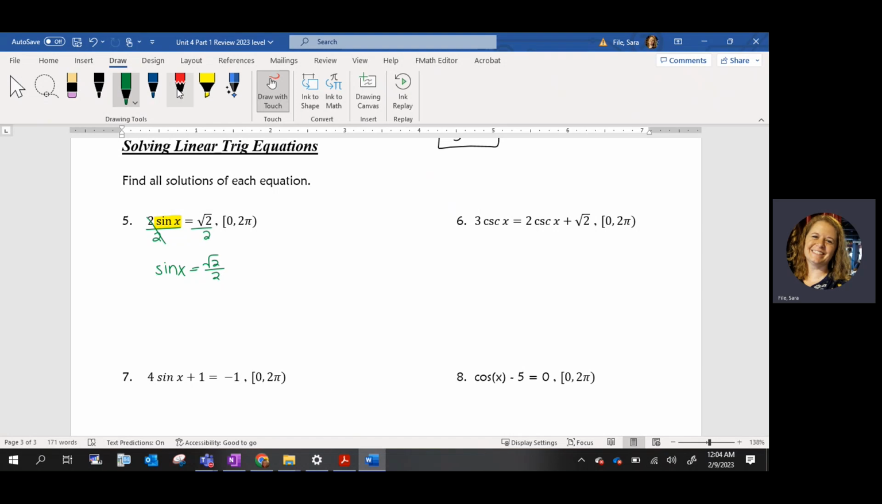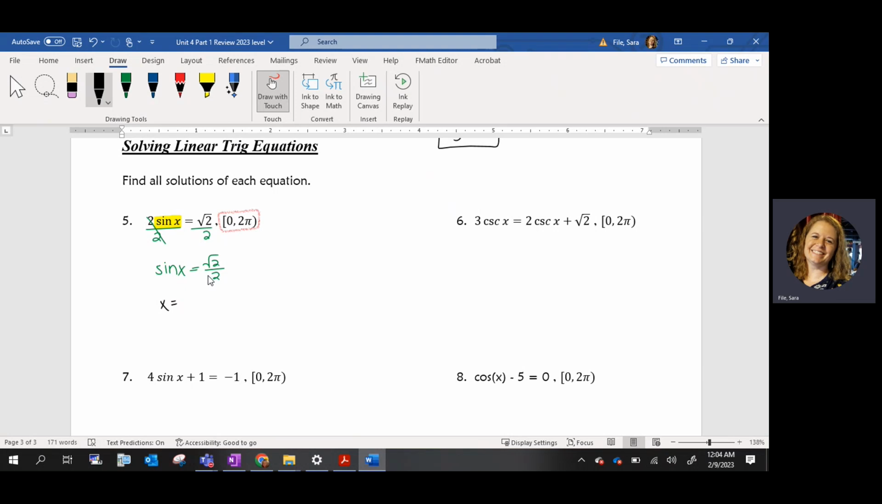And they tell you right here, they want it on the interval from 0 to 2 pi. So we're in radians. We're going to give radian answers. And it's 1 revolution, 1 trip around that unit circle. So you can look at your unit circle. Remember, sine corresponds to the y values of the ordered pairs. So you're looking for where the y values are root 2 over 2.